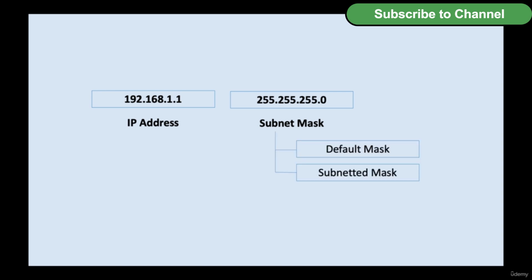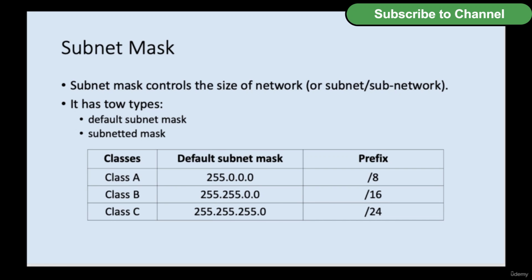Subnet mask has two types. It could be default subnet mask or subnetted mask. In this slide, corresponding to each class, their default subnet mask is written. Class A default subnet mask is 255.0.0.0. Alternatively, we can write it in prefix notation as /8. Now I am going to convert this value 255.0.0.0 into its binary equivalent.